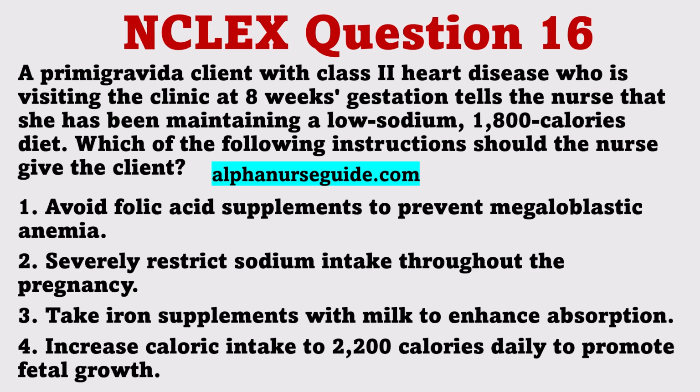A prima gravida client with class 2 heart disease who is visiting the clinic at 8 weeks gestation tells the nurse that she has been maintaining a low-sodium, 1,800 calories diet. Which of the following instructions should the nurse give the client? 1. Avoid folic acid supplements to prevent megaloblastic anemia. 2. Severely restrict sodium intake throughout the pregnancy. 3. Take iron supplements with milk to enhance absorption. 4. Increase caloric intake to 2,200 calories daily to promote fetal growth.